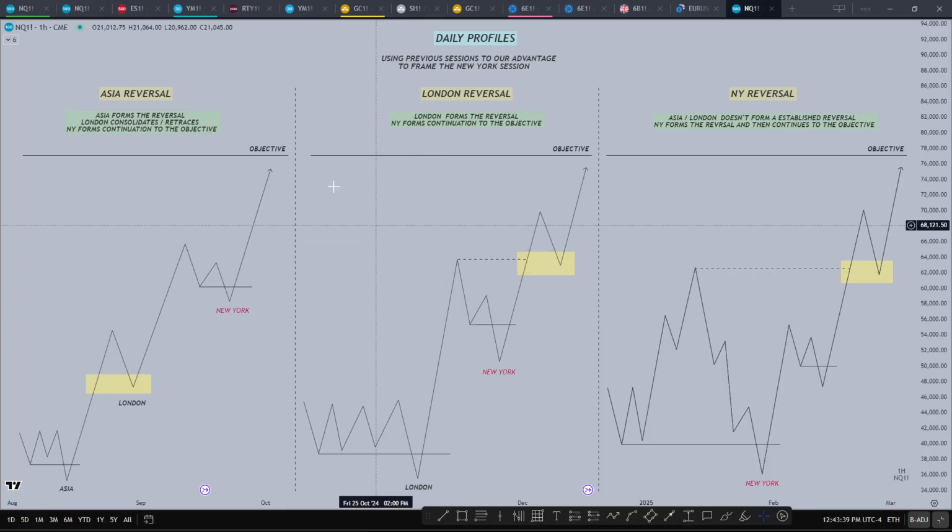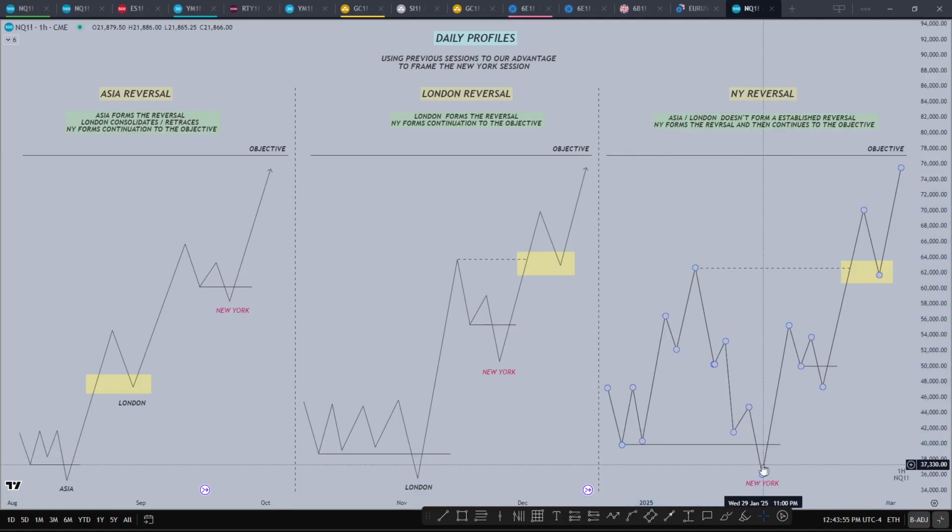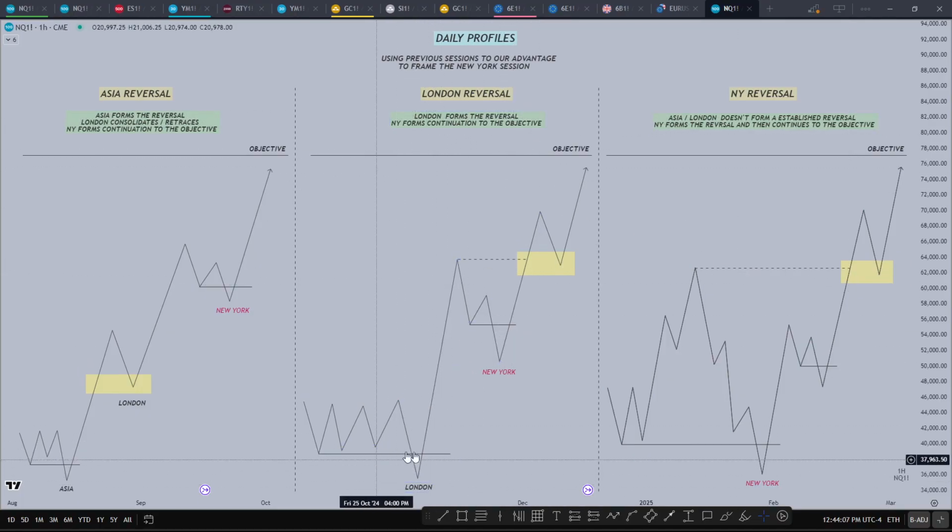Okay, no problem. So this is just a simple schematic to make you guys understand it. Asia, London, New York. London does not form an established reversal. New York forms a reversal and then continues to the objective, forms an established low here for the day, low of the day, established reversal, then forms a continuation. And I never participate in the reversal. I frame the continuation legs. When London forms a reversal, New York forms continuation. I use London as a framework to frame this New York continuation towards the objective.